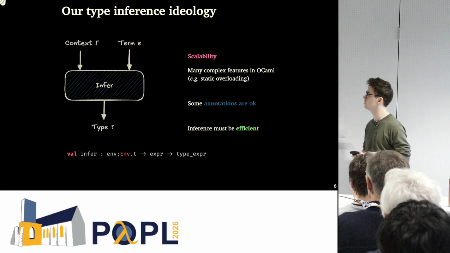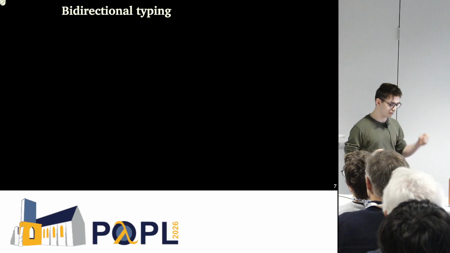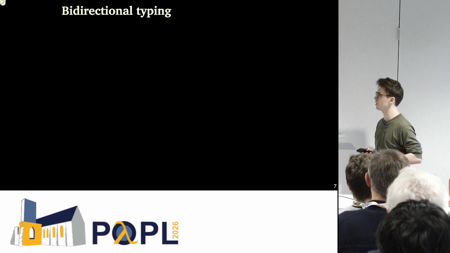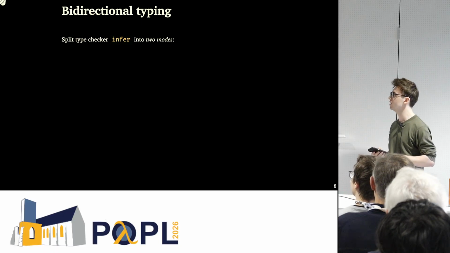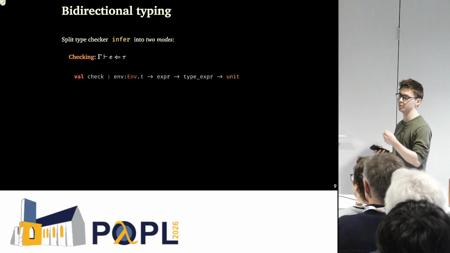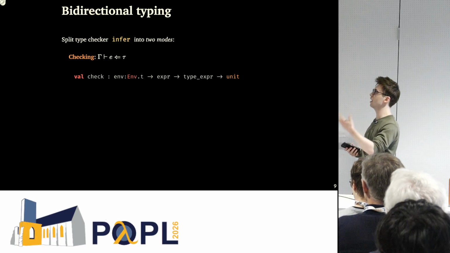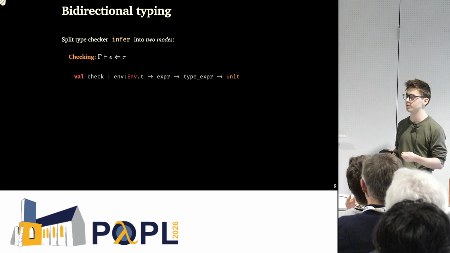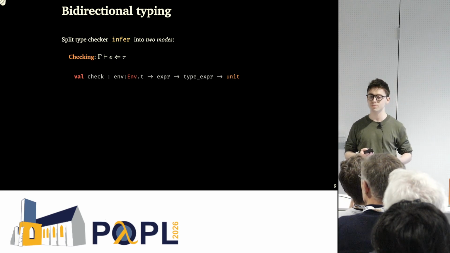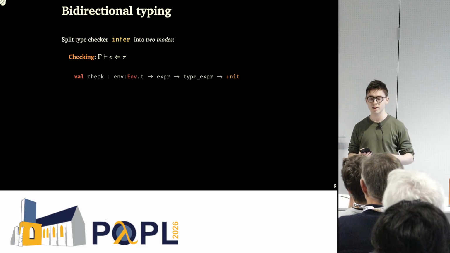throughout the presentation. So you might say, aha, what you want, Alistair, is bidirectional typing, which is where you split your type checker, your infer function, into two modes. The first mode is checking, where given an environment and some form of expression and a type, you check that the expression has the given type. And you might write a function like this.